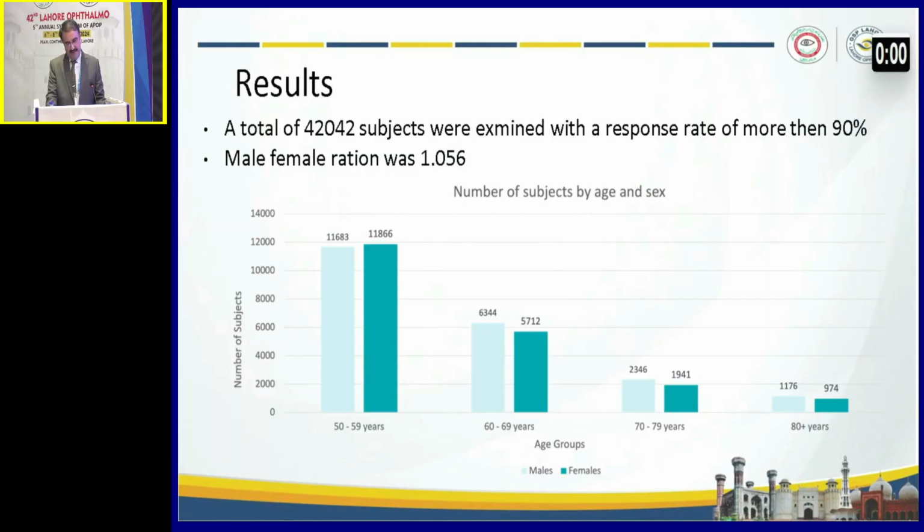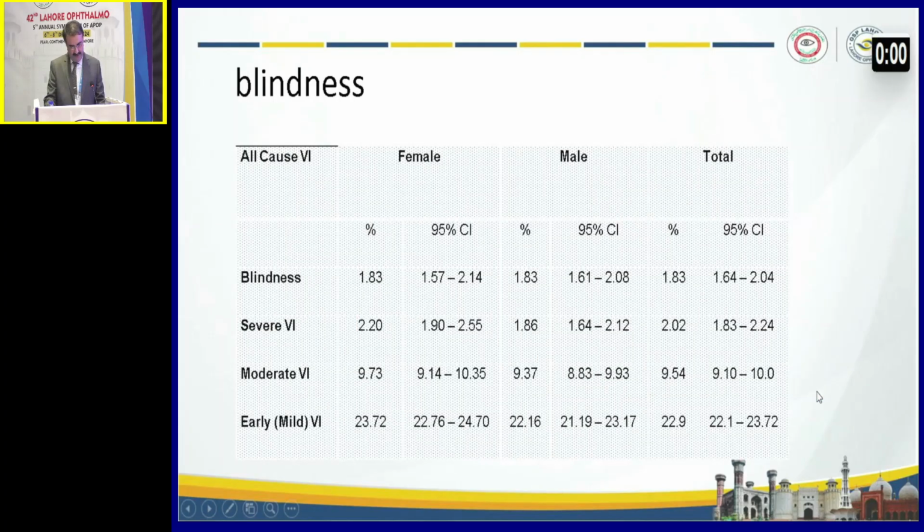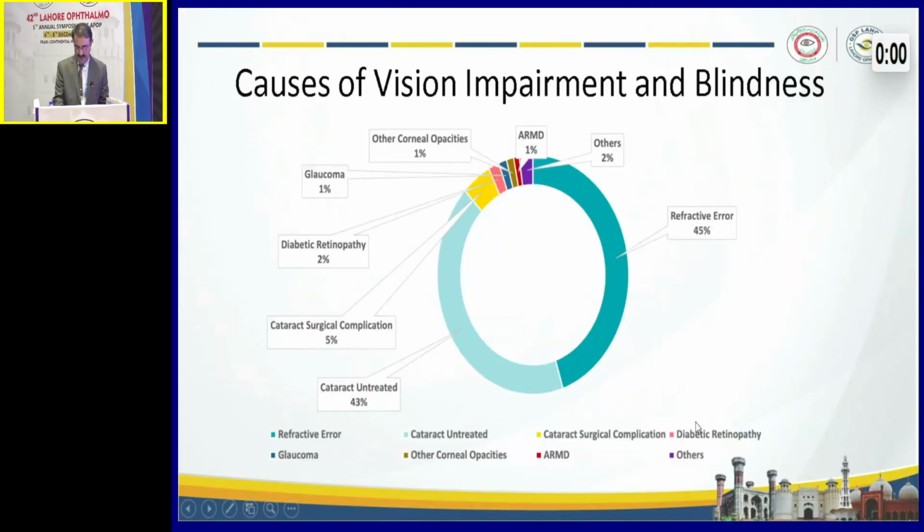So the results: a total of 41,042 subjects were examined with a response rate of more than 90%. Also the male-female ratio was 1.056. If you can see, it is clear with this age group, and also the response from males and females in participation in this activity. This is also the blindness with a very good confidence interval. I don't want to go into detail on all these figures. It is self-explanatory that it falls within the confidence interval which we have calculated from our data.